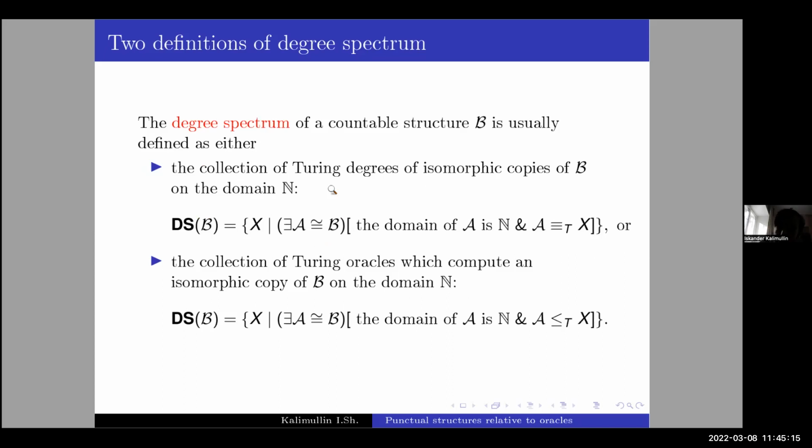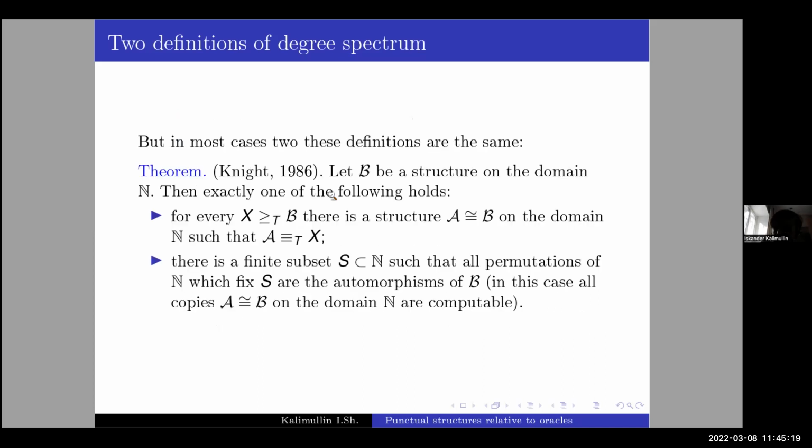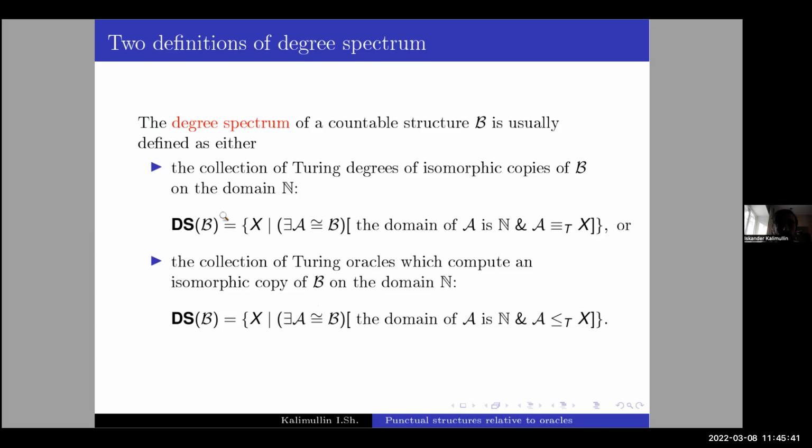It's either zero if I consider only finite languages. If the language is infinite, then of course some copies will not be computable, maybe harder. But if the language is finite, then all copies must be computable in the second case of this theorem. In all other cases, it's just closed upward, and so it's irrelevant which definition of degree spectrum we use.